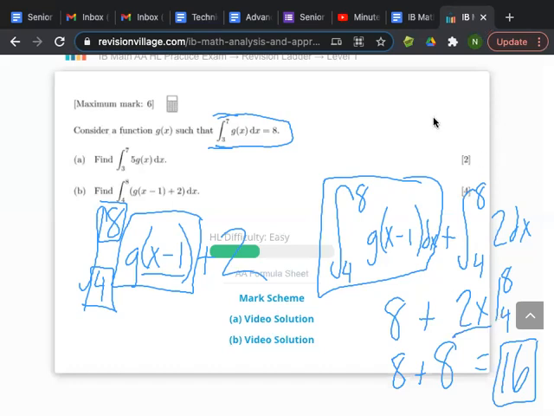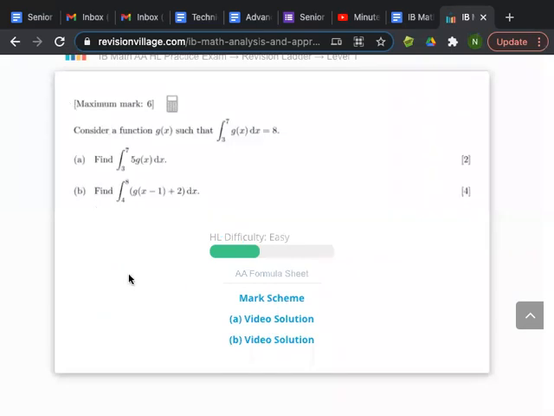How am I doing on time? I have no idea what time it is. 30 seconds.